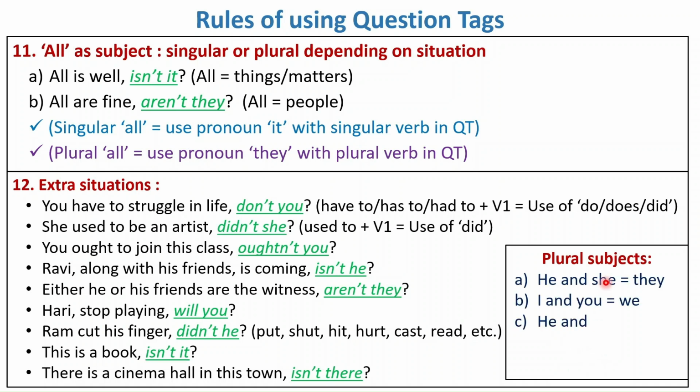And these are some plural subjects. If these type of subjects are there in a statement, then we have to use these type of pronouns in question tag. He and she are my friends, aren't they? In this way. You and I are friends. I and you are friends, aren't we? He and you are friends, aren't you? You and they छ भने you हैन, Ram and Hari छ भने यस्तो खालको they.